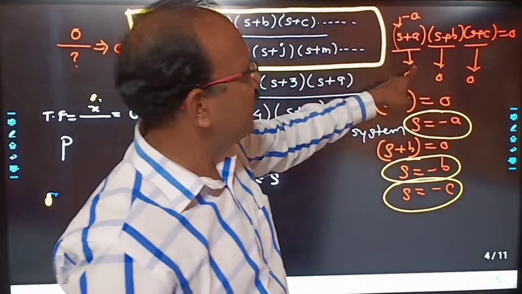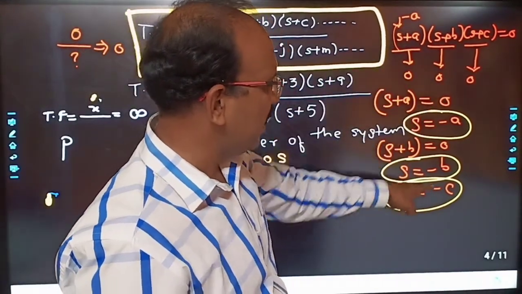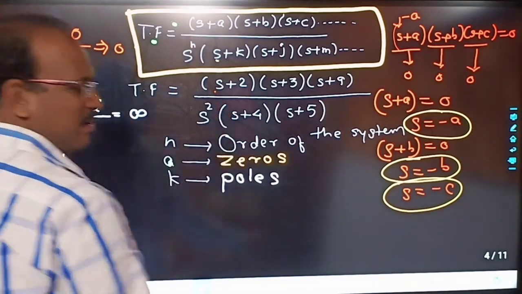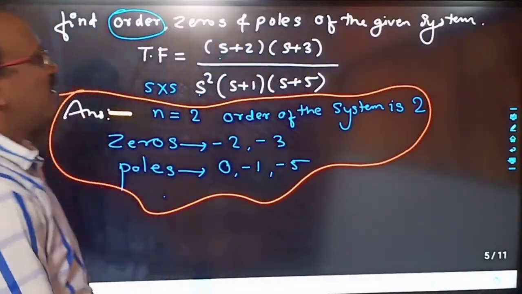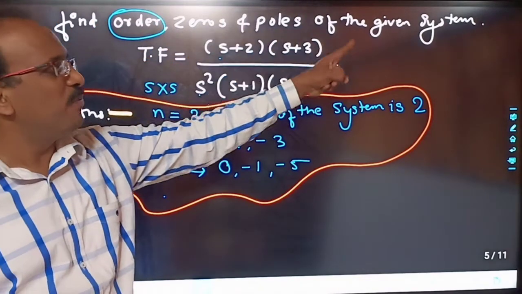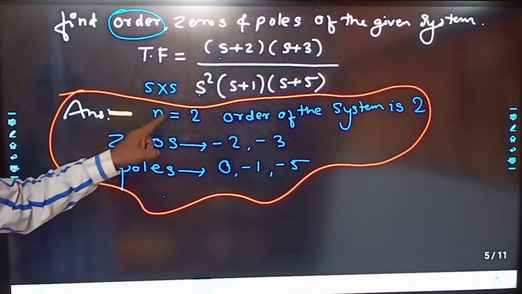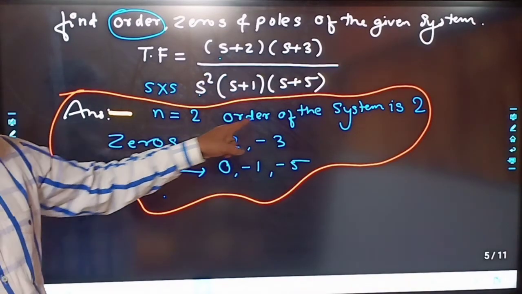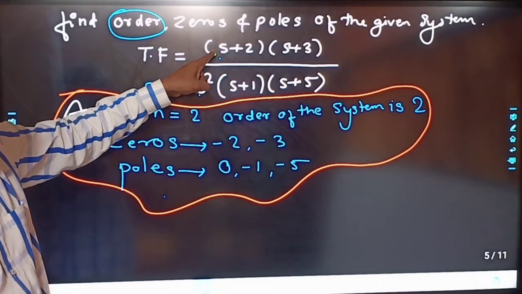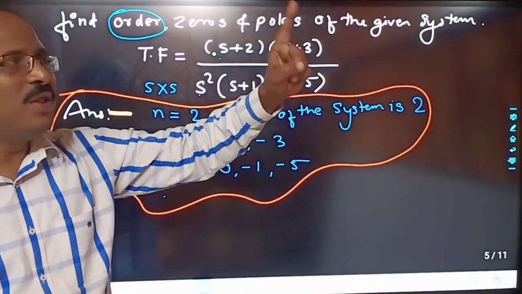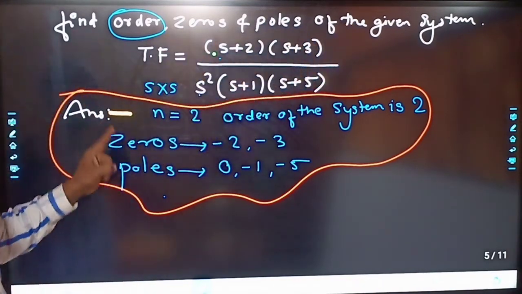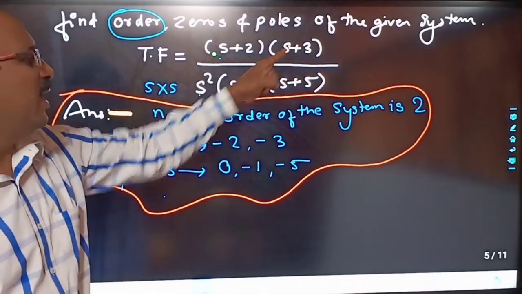How do we get these values? Directly we can substitute here. For example, s is equal to -2 and so on. Then we had seen one example: find the order, zeros and poles of the given system. Here n is raised to 2, that means 2, so this is a second order system. If I substitute s is equal to -2, the whole thing becomes 0. For s is equal to -3, the whole thing becomes 0. Because 0 times anything is 0, the zeros are -2 and -3.